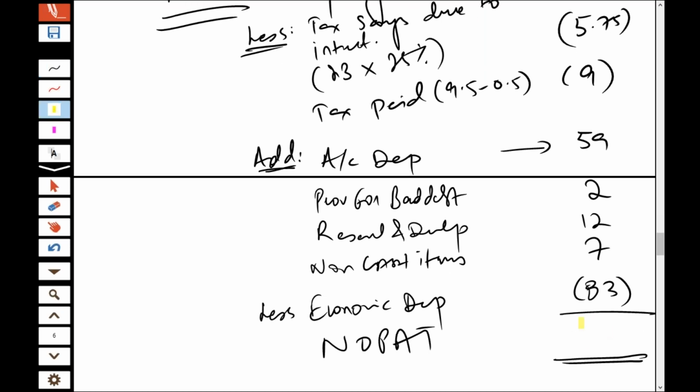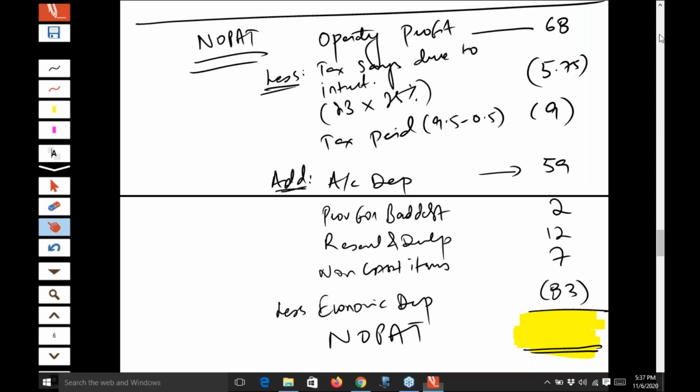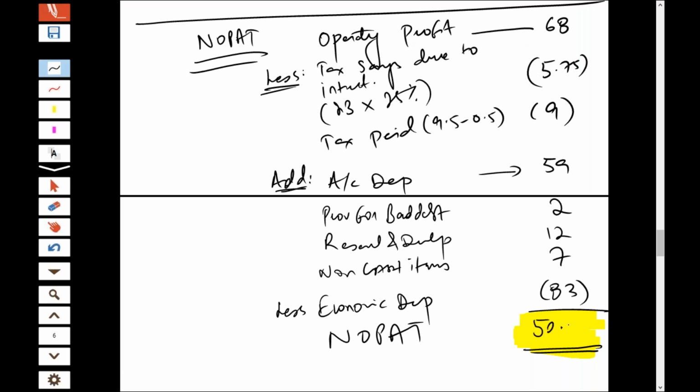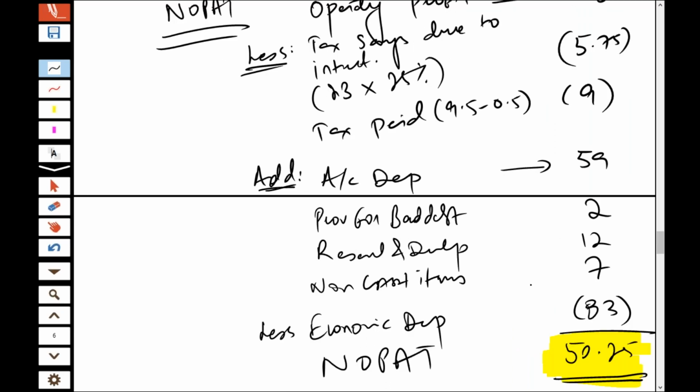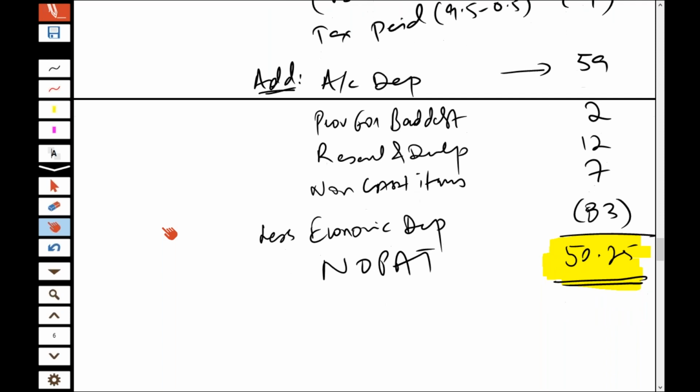So how much is this NOPAT going to be? Let's try to calculate. You will end up getting the NOPAT: 68 less 5.75 less 9 add 59 add 2 add 12 add 7 less 83. Can somebody please confirm the value? Thank you, Muhammad Kayum. It's going to be 50.25. Is that okay now?